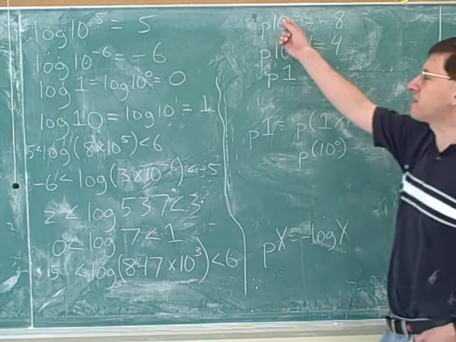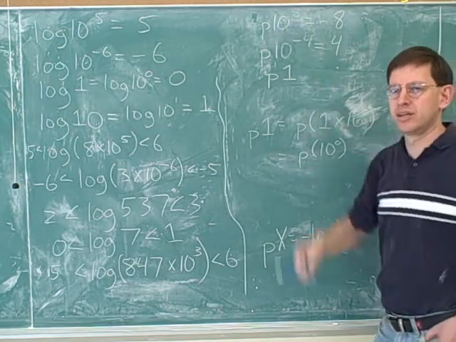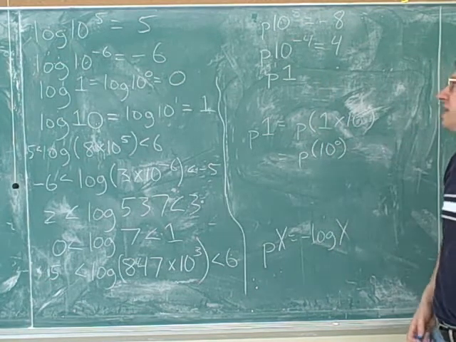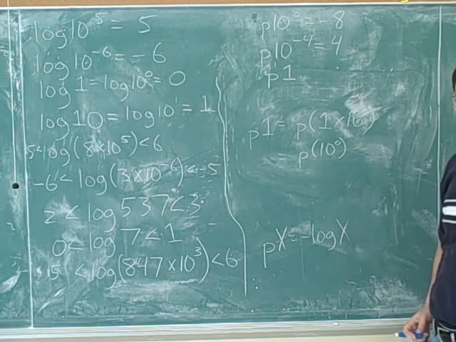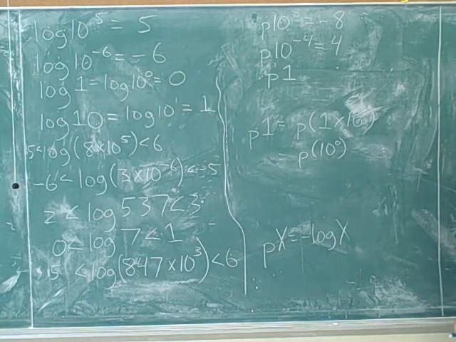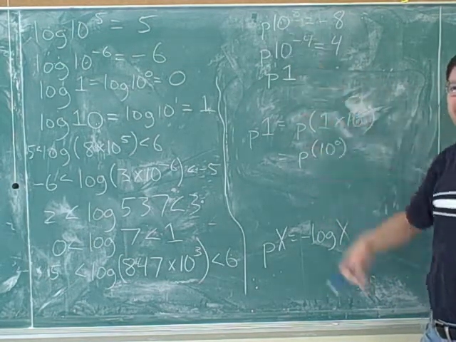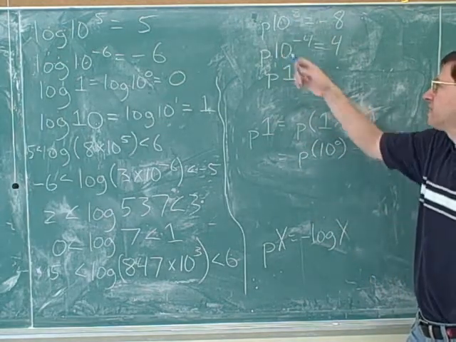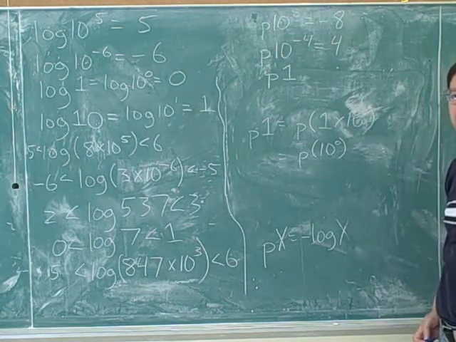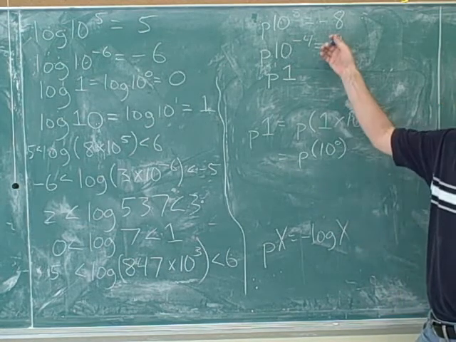What's the p of 10 to the 8th? Minus 8. Yeah, it's just the negative of the exponent. What's the p of 10 to the negative 4? It's 4. Yeah, it's just the negative of the exponent.